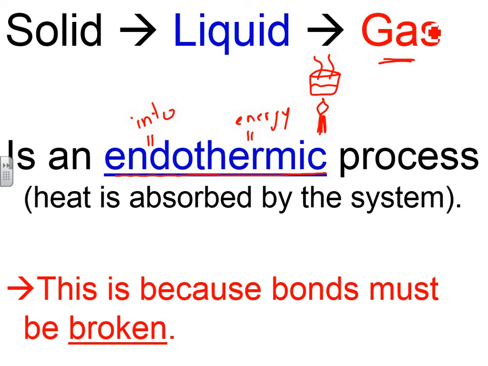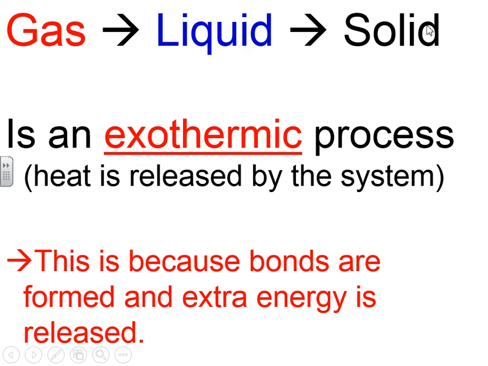Heat is absorbed by the system, being the chemical there. And the reason why this happens is because bonds between the molecules must be broken. And to break those bonds, you have to put energy into them. So anytime you go from a solid to a liquid to a gas, it's endothermic. So obviously the opposite would be exothermic. If you go from a gas to a liquid to a solid, this is an exothermic process. Exo means out, and again thermic refers to heat. So heat comes out. Heat is released by the molecules as this happens. And this is because bonds are being formed and extra energy is released.